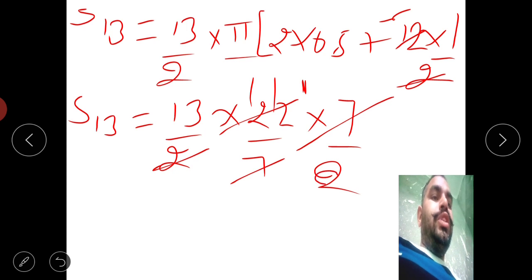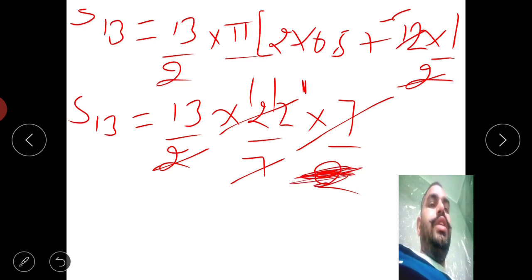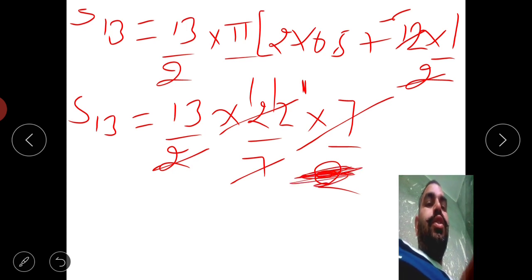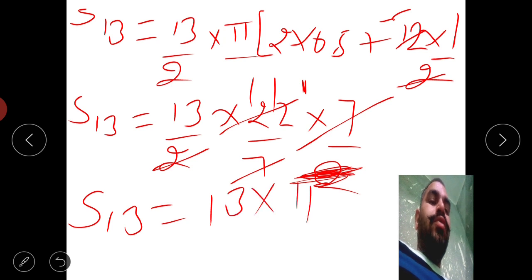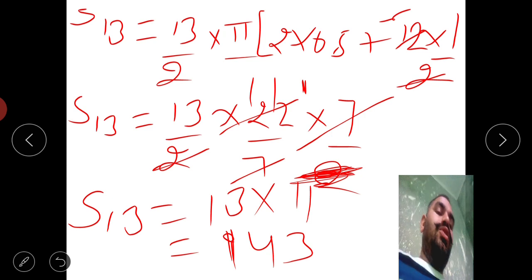7 by 2, no, this 2 is not there, only 7. So 7, 13. So S13 is equal to 11 multiplied by 13. So 13 multiply 11, that you will get 143. Yes or no? Got it?